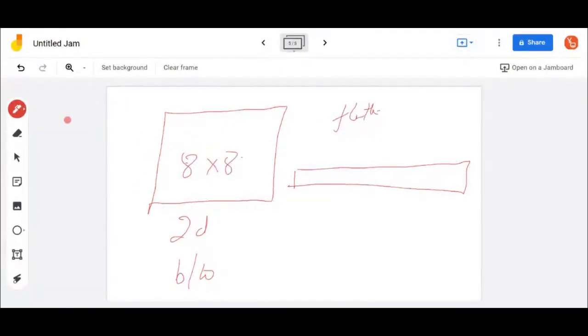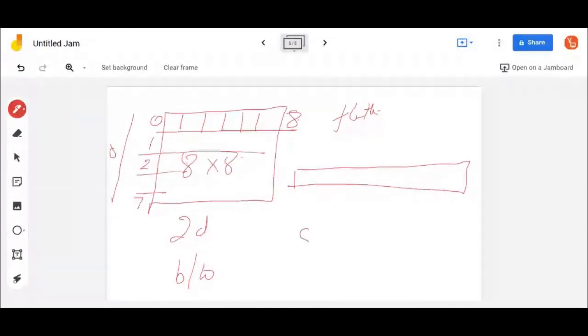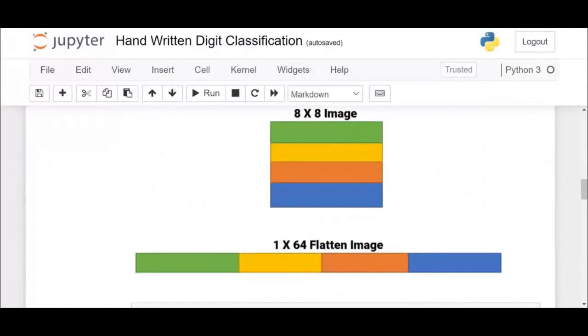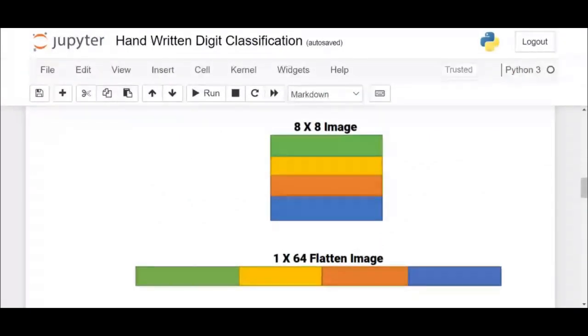If this is 8 by 8, in each row how many data points are there? In each row 8. And how many rows are there? 0, 1, 2, up to 7. So how many rows are there? 8. So each row has 8. So overall, how many data points do we have? 8 into 8 means 64. If I flatten it, it becomes a single row but with 64 data points. Is it okay? What is the meaning of flatten? Instead of having two dimensions, we are converting into a single dimension. So an 8 by 8 image when flattened becomes a one-dimensional row.